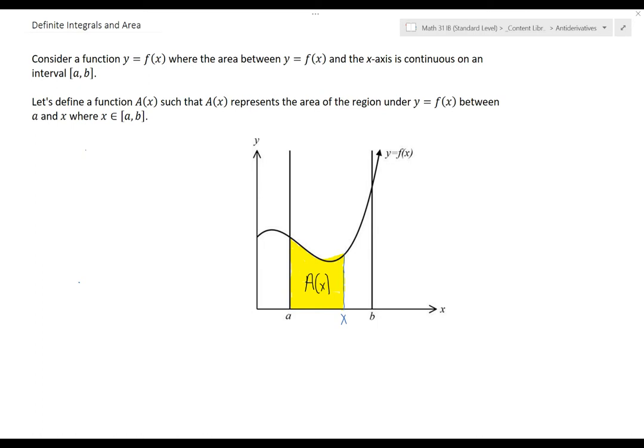So from a to b here. And it's not broken up. It doesn't cross the x-axis. It's all just one region. We will look at what happens when it isn't continuous, but for right now, let's stick with continuous.